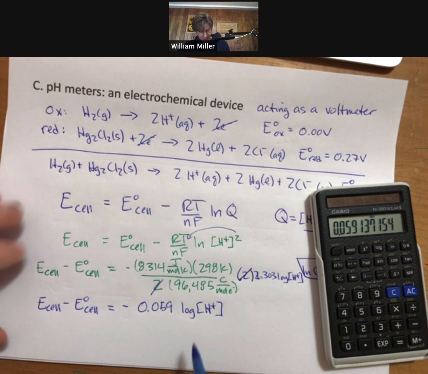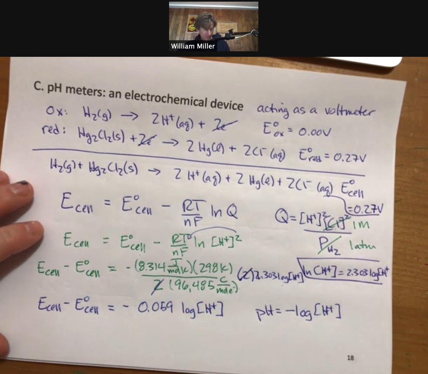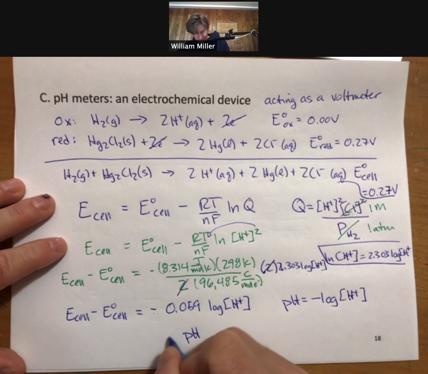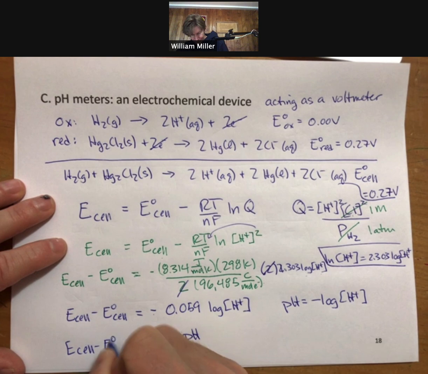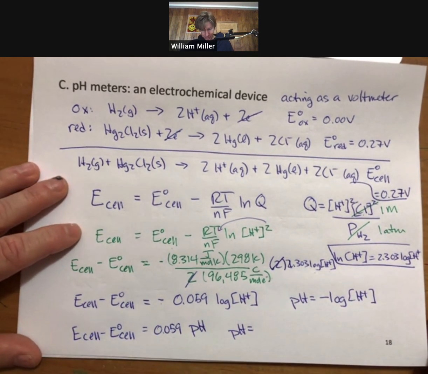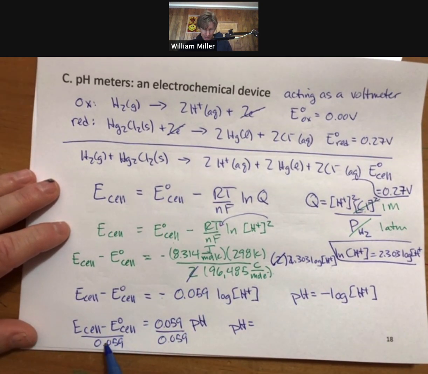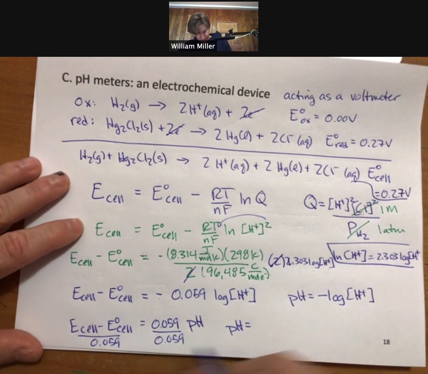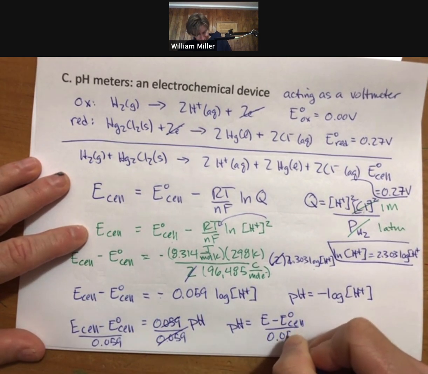And we know that pH equals minus log H plus. So the minus and the log part, we can substitute in pH. Solving for pH by itself, we're going to divide through both sides. So 1 divided by 0.059, we get pH, well, let's just leave it how it is: E naught minus E cell over 0.059.